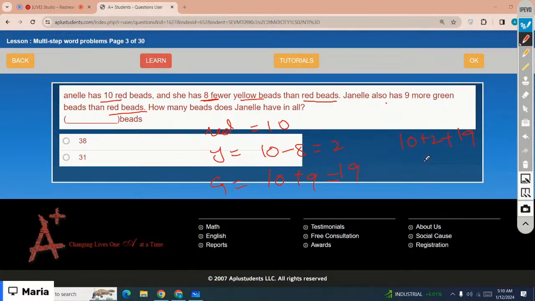The correct option is 31. The total beads she has is 31. Got it? The correct option is 31.